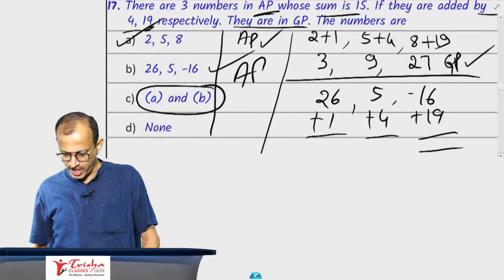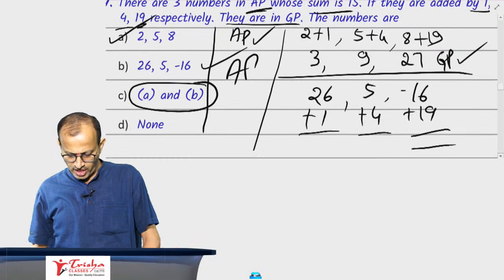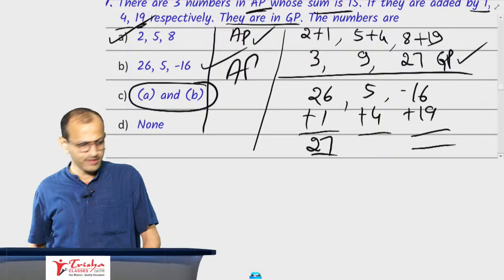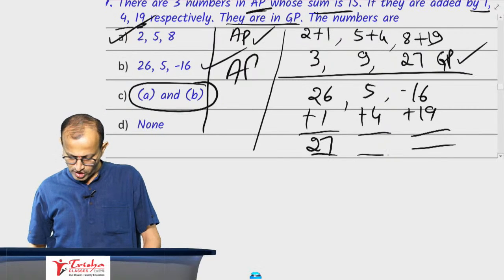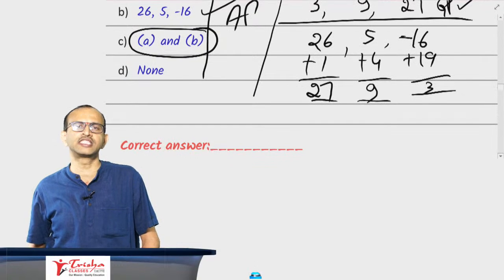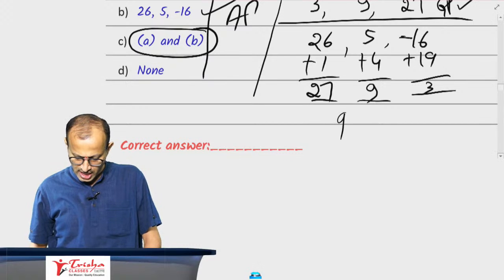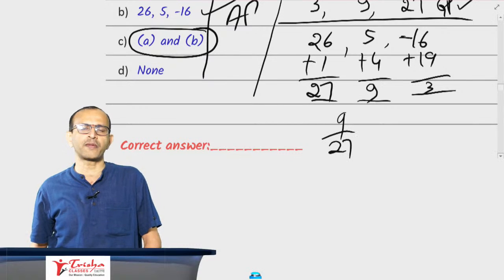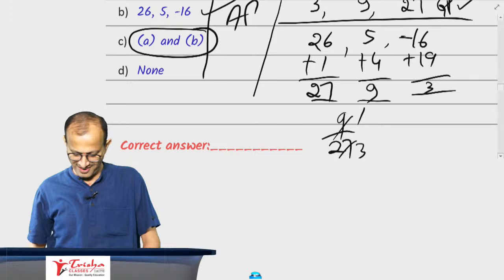1, 4, 19. If you add 1, it becomes 27. 5 plus 4 is 9. Minus 16 plus 19 is 3. Tell me, 27, 9, 3, are they in GP? How do you test? 9 by 27, on the calculator, is 1 by 3.333. 3 by 9 is also 1 by 3.